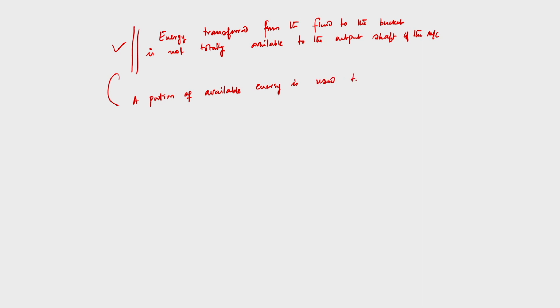is used to overcome the bearing friction and windage loss. A portion of the available energy is used to overcome the bearing friction, because all the machines are connected on a common shaft, so frictional losses will be there. Not only that, there is windage loss. What is windage loss? It is the resistance created by the air, because when the wheel is rotating along with the buckets, there is some frictional resistance offered by the air.